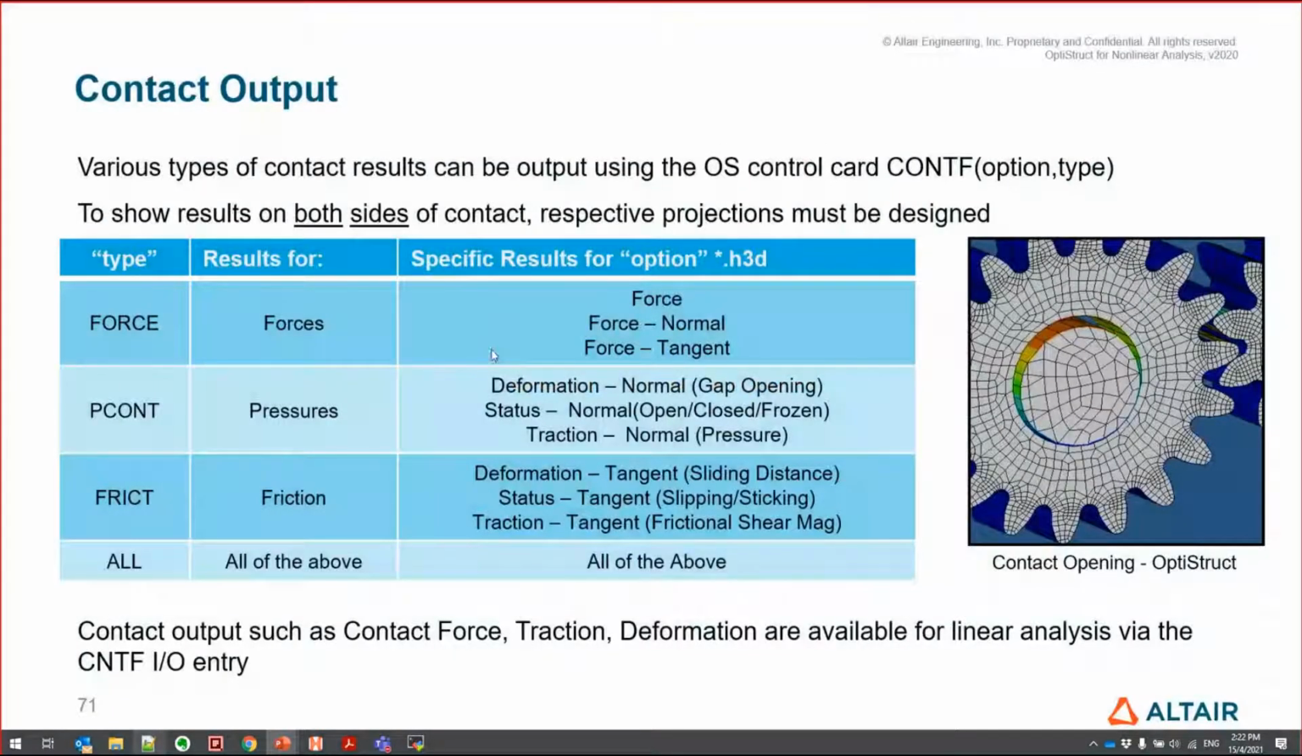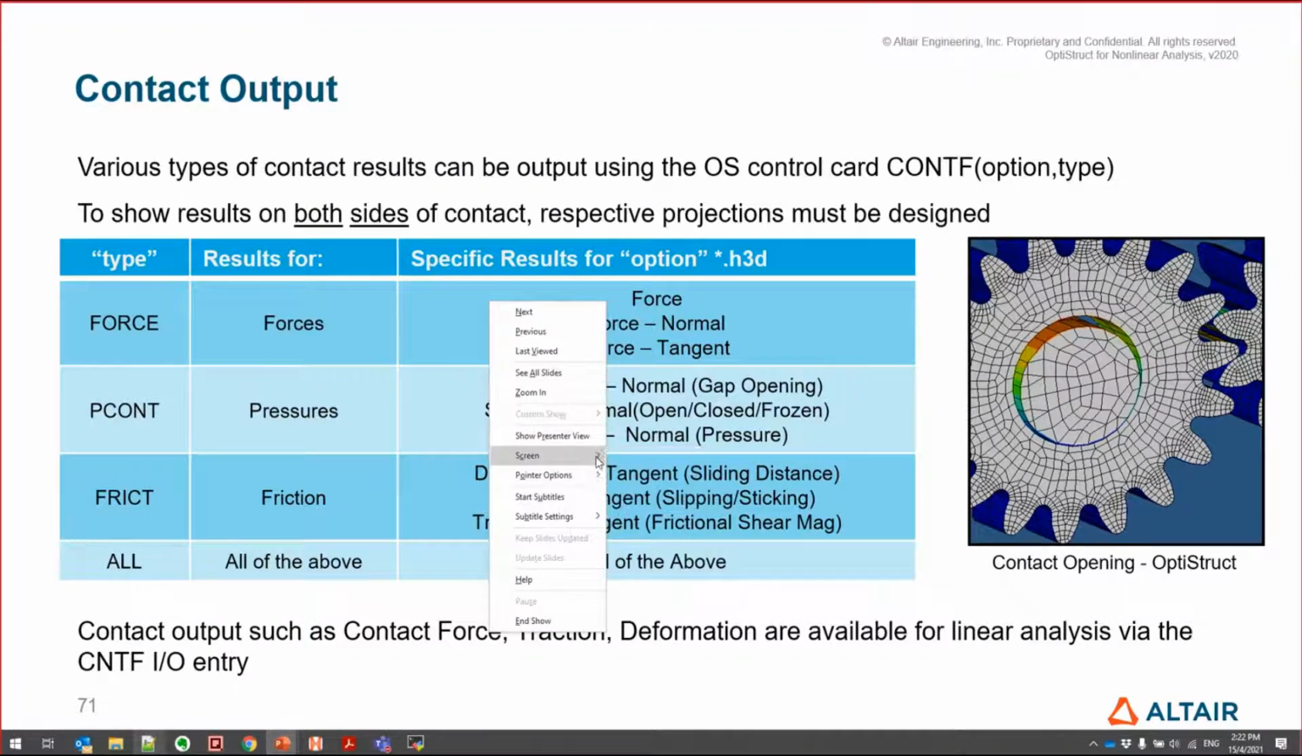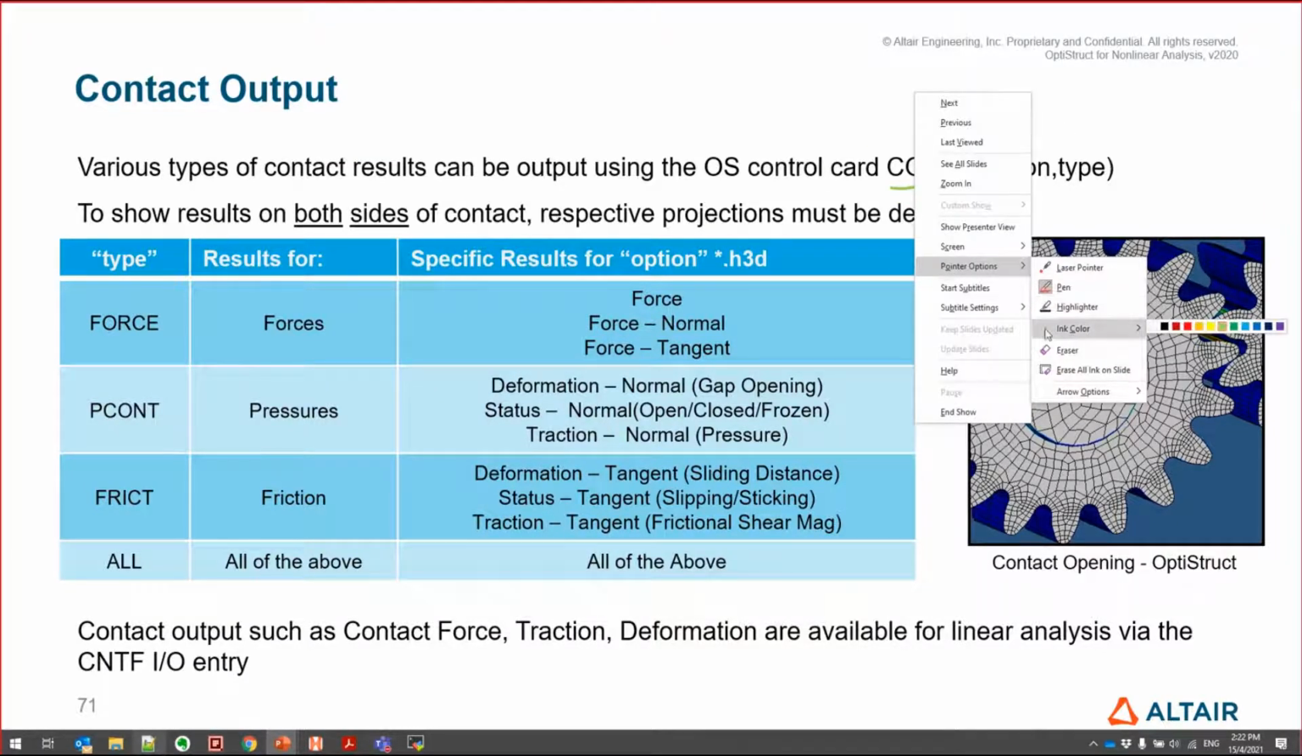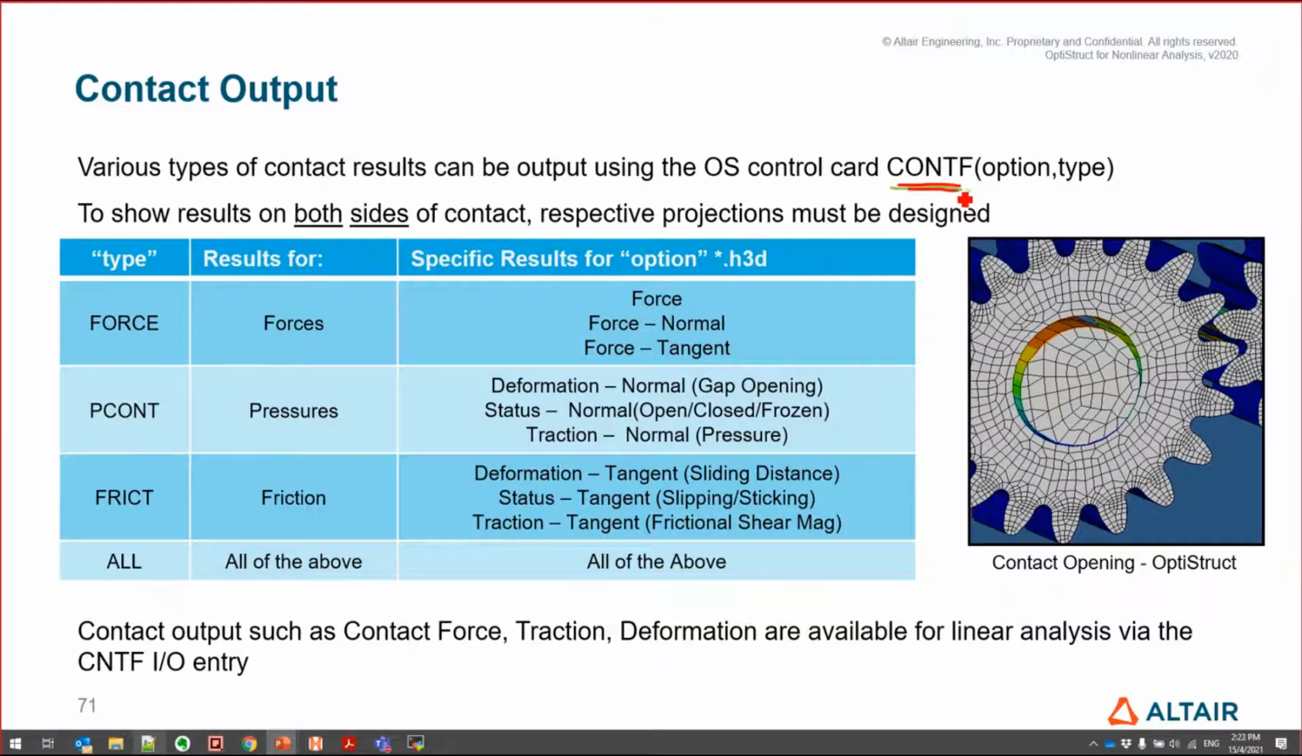Now we go to some contact outputs. As we have learned earlier, one of the most important contact outputs is actually the CONF. And when you actually request CONF, basically you get all these options here: force, and all these deformation statuses, whether it's on or off, open or closed or frozen, right?